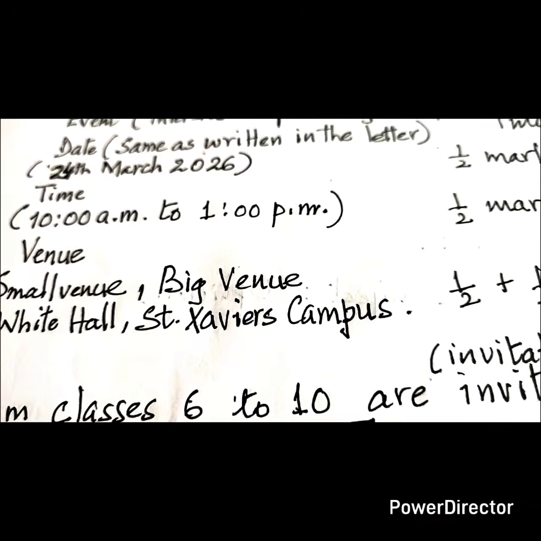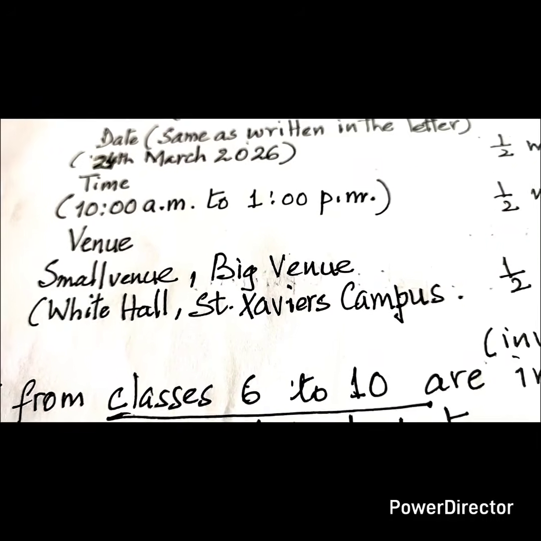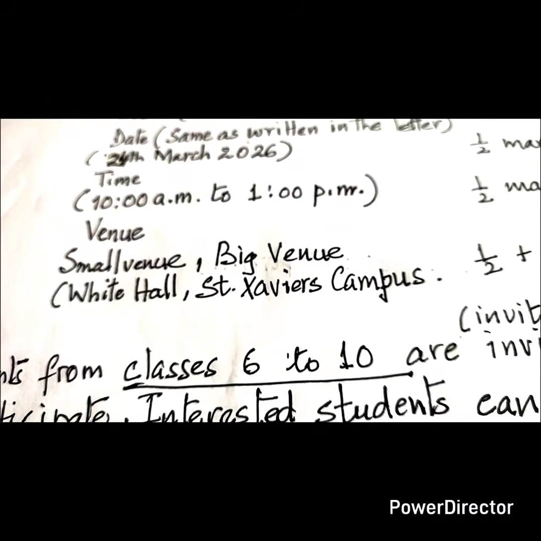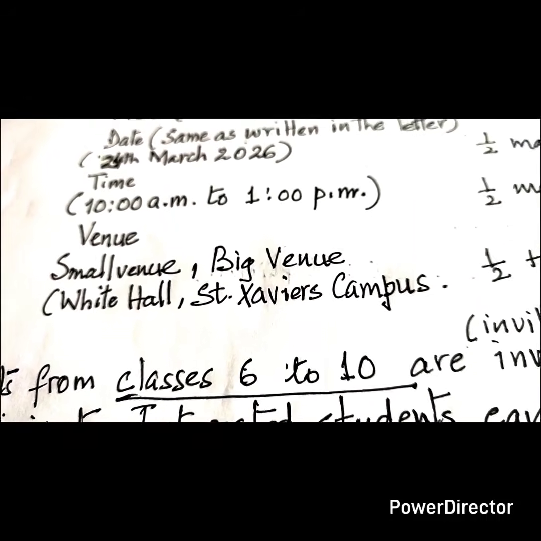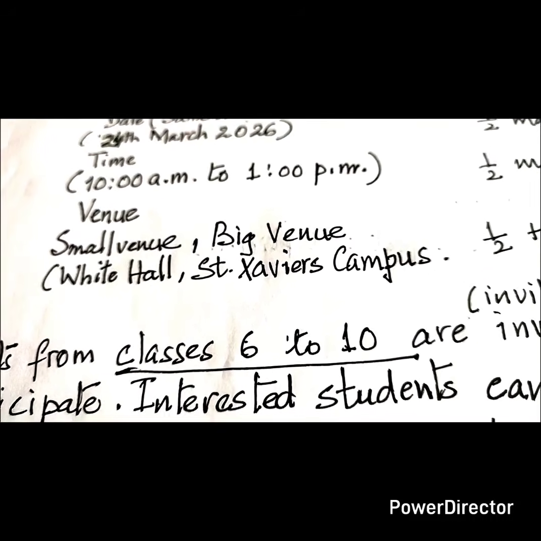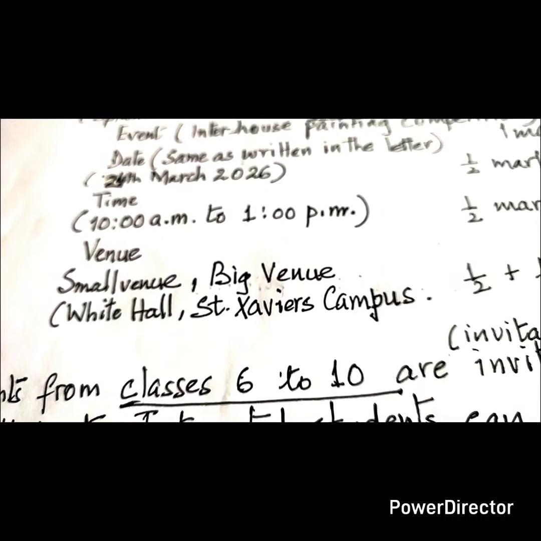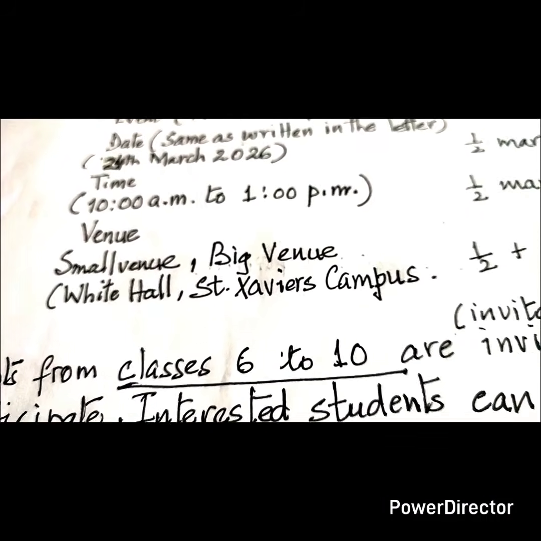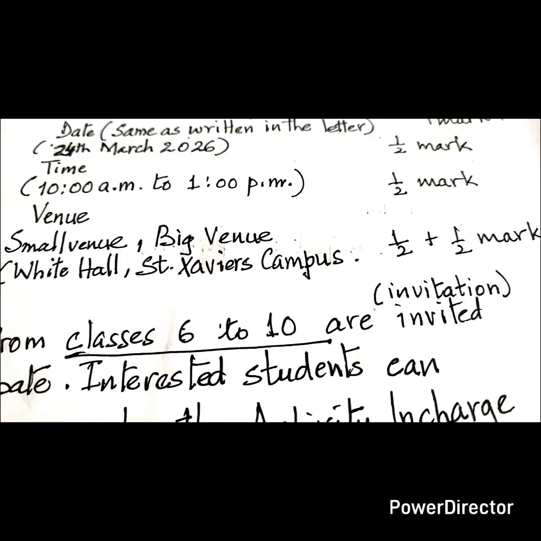Next line, we write the venue. Now remember, it has to be the small venue first, followed by the big venue. Small venue is the hall or the area where the painting competition is being conducted. So I've given the example of Whitehall, and the big venue is, after a comma, St. Xavier's campus. So both carry half mark each.